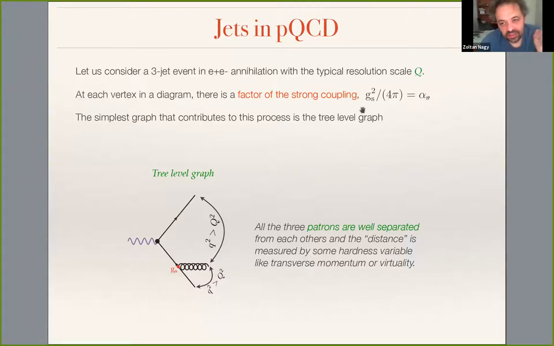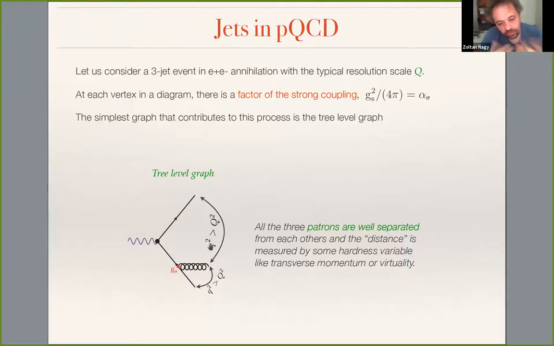Such a measurement has a typical resolution scale, denoted by this Q. Whatever it is, say some 10 GeV, I will clarify later what it means. When you consider the theory, the simplest thing to do is to see what happens at tree level. In a simple graph, a Z boson decays to a quark and anti-quark, and one of the fermions emits a gluon. Since you observe three jets, all these three partons are well separated. So whatever you measure, this Q squared is some kind of virtuality or transverse momentum, some reasonable variable, and that basically describes your resolution variable.